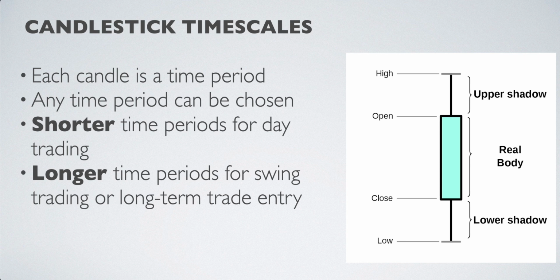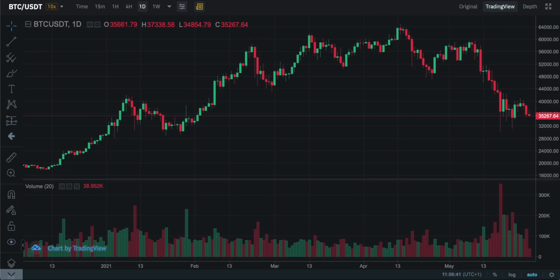We'll go through exactly how these are put together. But you can see there's this bit in the middle that's called a body, and then you have these lines that come from the body, and they're sometimes called the shadow or sometimes called the wick of the candle. You'll also see that candlesticks have two colors usually, green and red. These represent up candles and down candles.